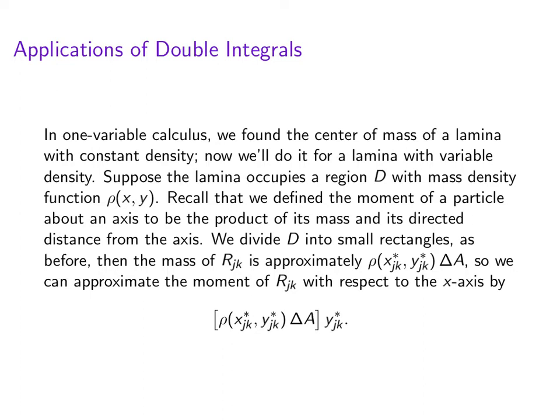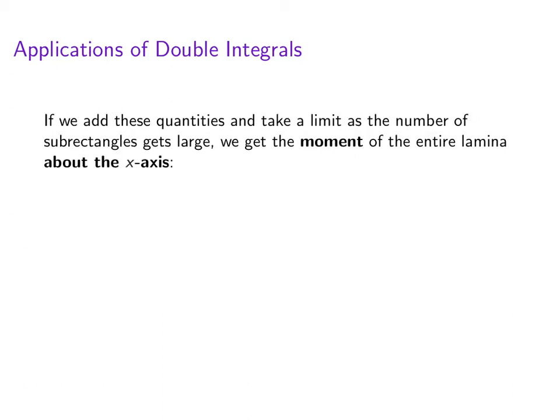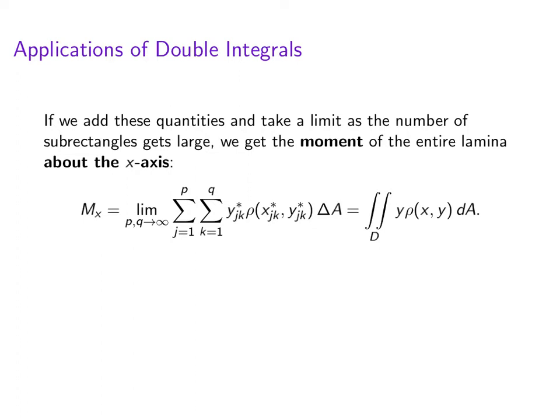So we can approximate the moment of a small rectangle with respect to the x-axis using the mass times the distance. The distance is going to be y_jk star. And same game as always, we add these quantities, take a limit, and when we do that, we get an integral that represents the moment of the entire lamina about the x-axis. So here's the formula that we get. This integral formula will tell us the moment about the x-axis of the lamina.